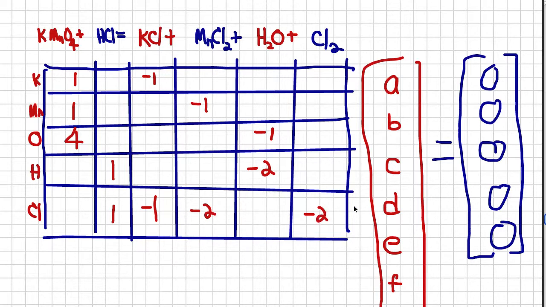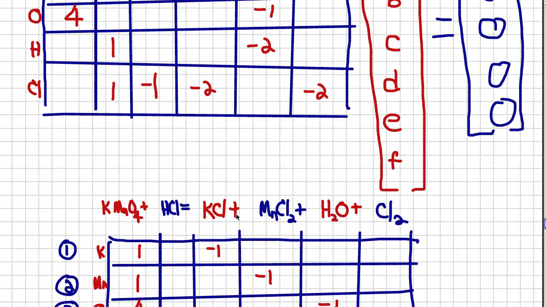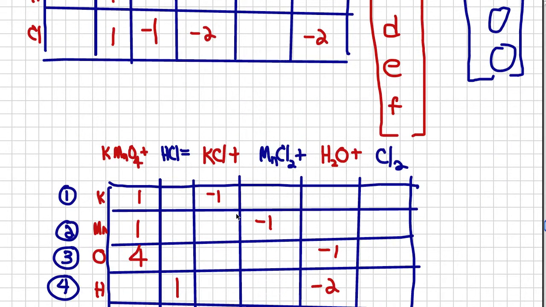Okay, so what I need to do is, you can think of this row times this column as equal to 0. So 1 times A minus 1 times C is equal to 0. Over here you have 1 times A minus 1 times D is equal to 0. Here's 4 times A minus 1 times E is equal to 0. You get the idea there.